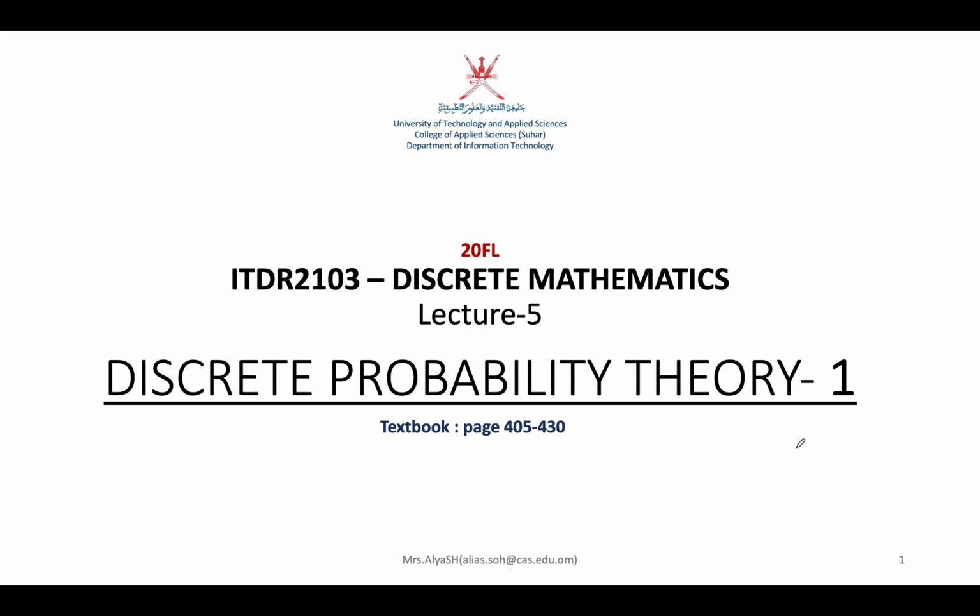Welcome everyone to lecture 5 in ITDR2103. Today's lecture shall cover discrete probability theory, and we will start by defining the basic terminologies in probability, how we can find a probability, and finally we will check the odds of favor. Alright? So in order to understand the probability process, I need to identify some terminologies in this topic.